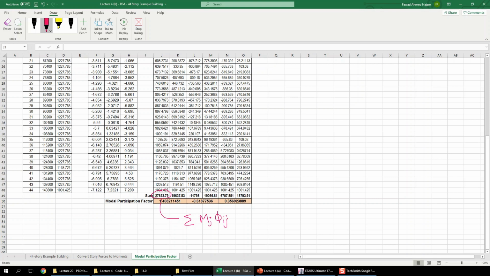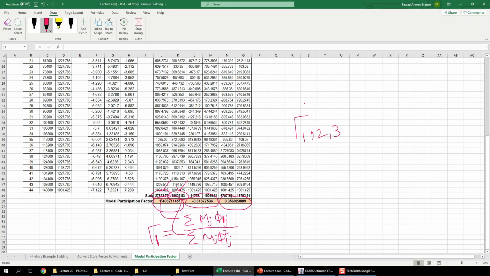Basically i is the first mode here, so it is phi 1j, and here you have the summation of mj phi 1j squared. If you divide this number by the total sum value, you will get the modal participation factor, because the modal participation factor is their ratio. This is gamma i, or gamma 1 for this case. So this is gamma 2, this is gamma 3. So you already have this gamma factor for the first mode, second mode, and third mode.